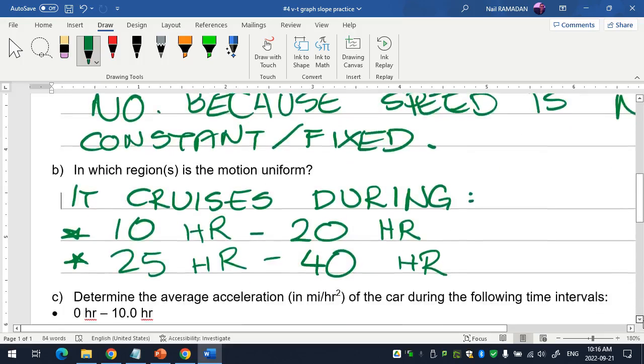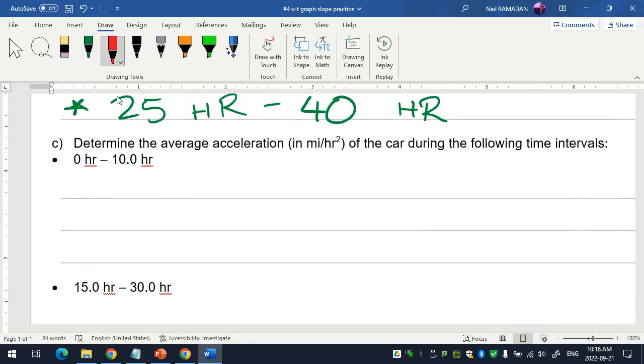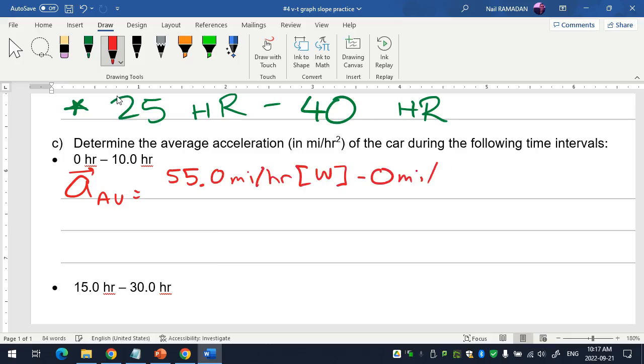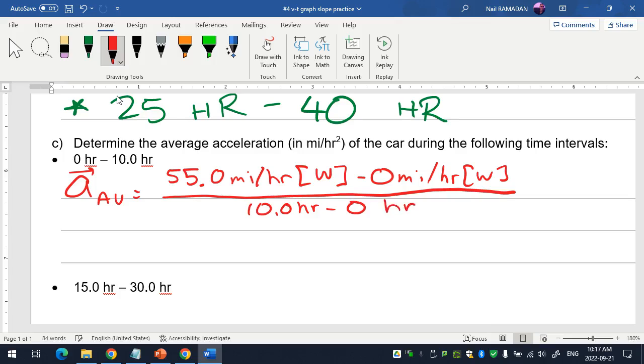So go ahead, we're going to do the equation as we did before. I'm going to do a_avg equals 55. Since we need 3 sig figs, let's put a 0 at the end: 55.0 miles per hour, in which direction? West, minus 0 miles per hour, also west, all divided by 10 hours minus 0 hours. Okay? So what's the answer? 55 minus 0 is 55 miles per hour over 10 hours in the west direction.